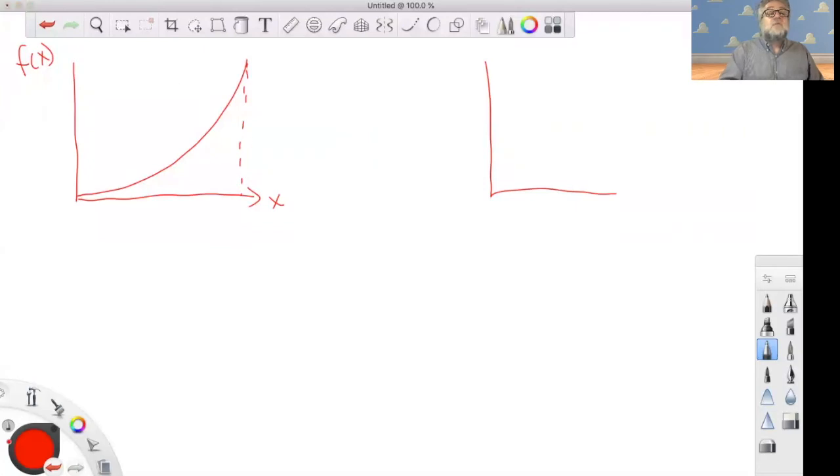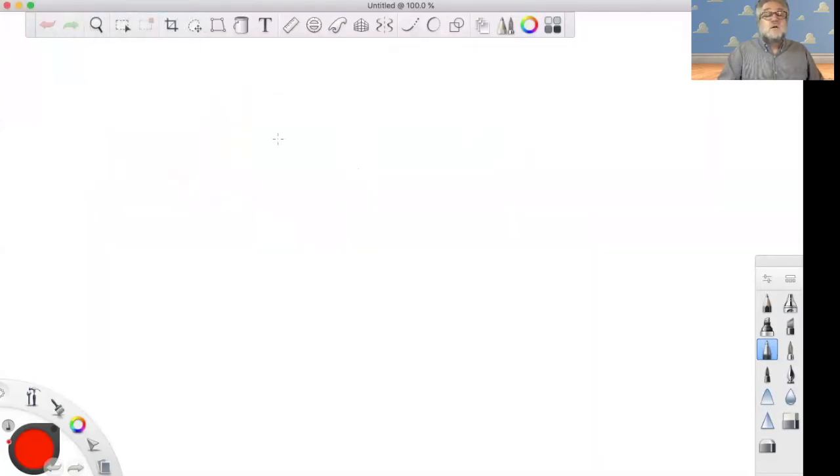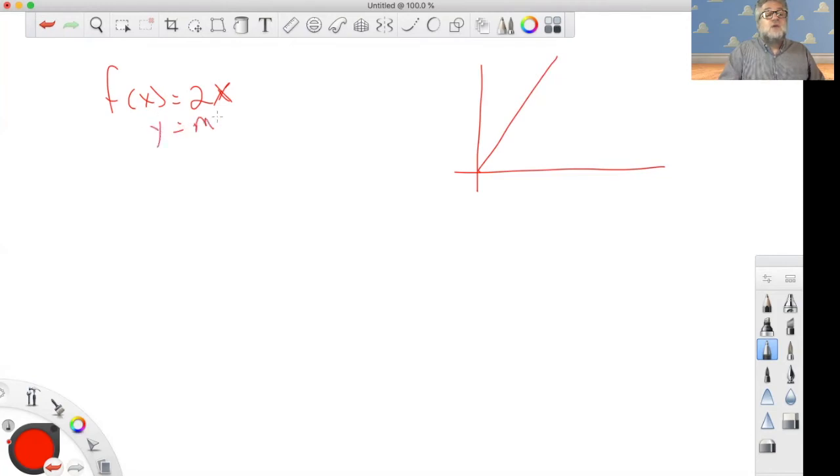So if I have something like f of x equals 2x, that function is nice and convenient. It looks like a line with a slope of 2, right? This is y equals mx plus b. So this is f of x, and this is x, and we want to go to 4. We want to know what's the area under the curve.